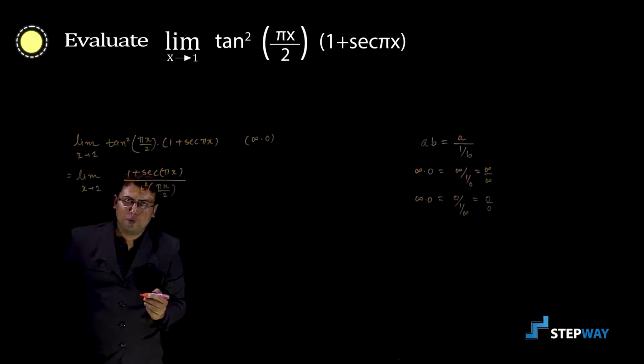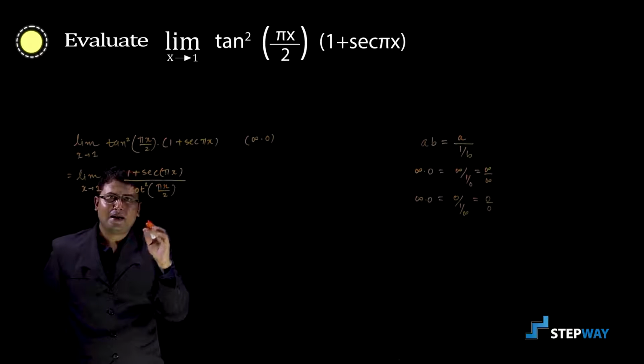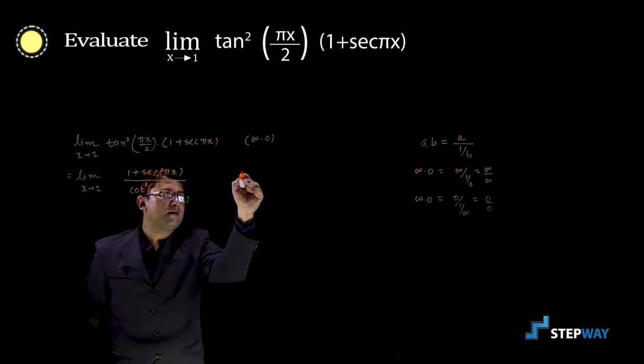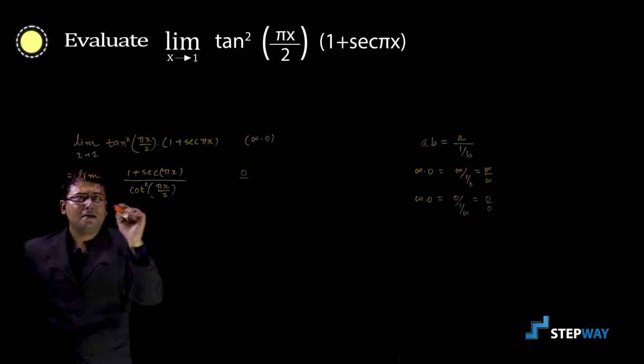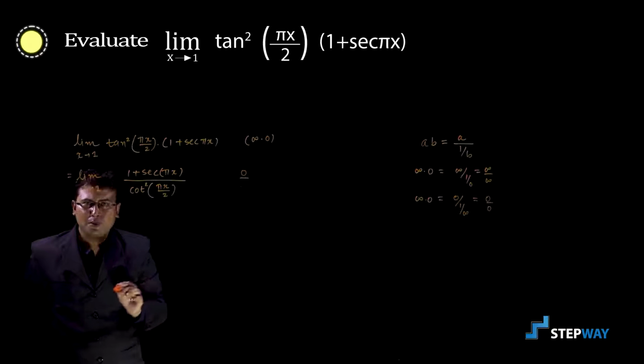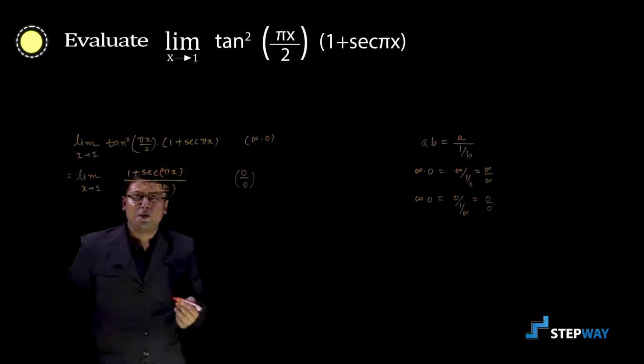Now again we put x equal to 1, sec pi into 1, sec pi is minus 1, minus 1 plus 1, 0, so numerator is 0. And if we put x equal to 1 in denominator, the cot pi by 2, that is also 0, so now it is 0 by 0 form.